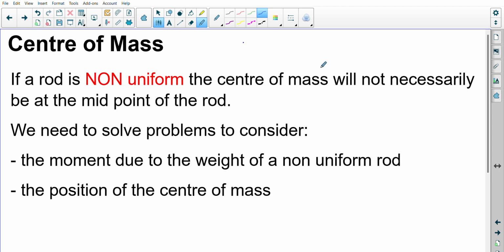Hi, in this video I'm going to be looking at centre of mass and tilting, still both to do with moments. If a rod is non-uniform this time, the centre of mass will not necessarily be at the midpoint of the rod. So we need to solve problems to consider the moment due to the weight of a non-uniform rod and the position of the centre of mass. If we don't know those things, that's where we'll have to do some problem solving.